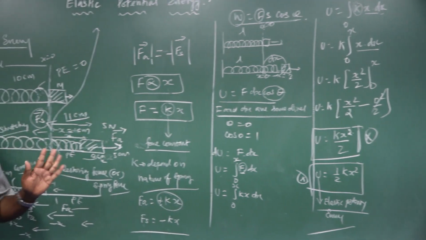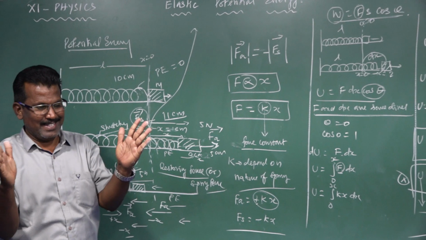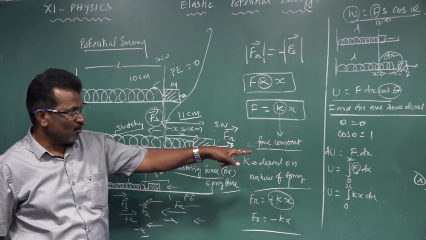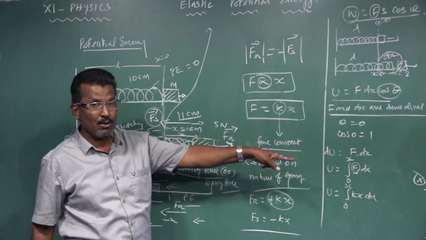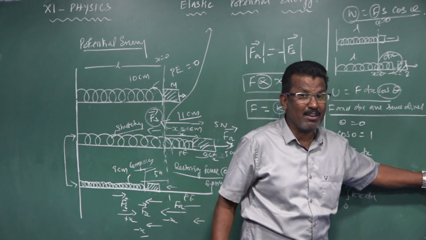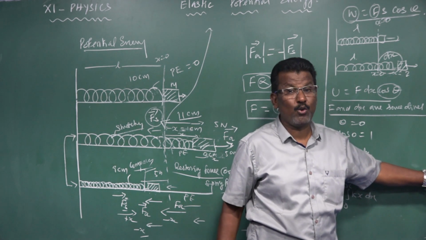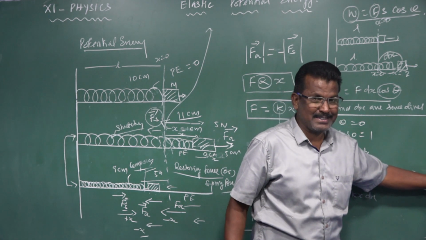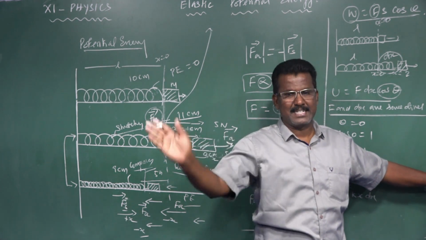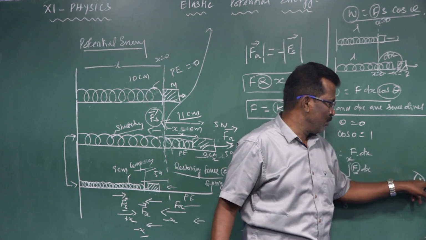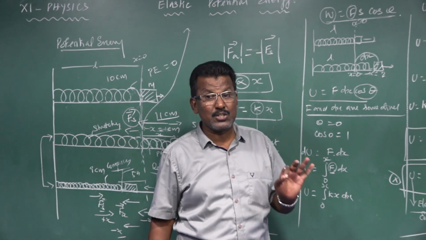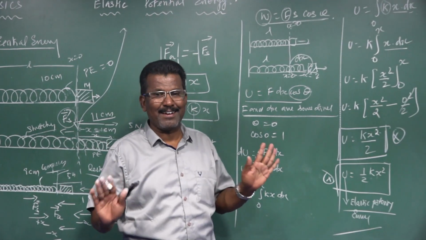When a force is applied, the body is deformed, whether compressed or stretched. The energy can be calculated using the formula U is equal to half kx square. K represents the spring constant or force constant. X represents the displacement, how much the distance changes from the original position when the force is applied. So U is equal to 1 by 2 kx square. This is the formula to calculate the energy stored in a spring or any elastic body.